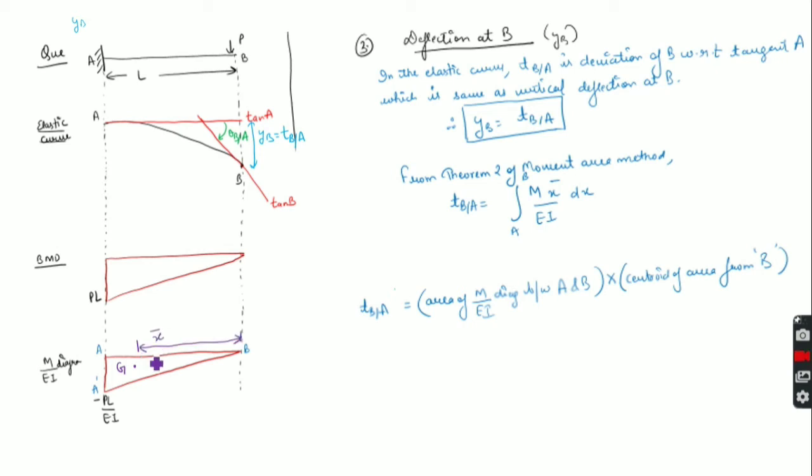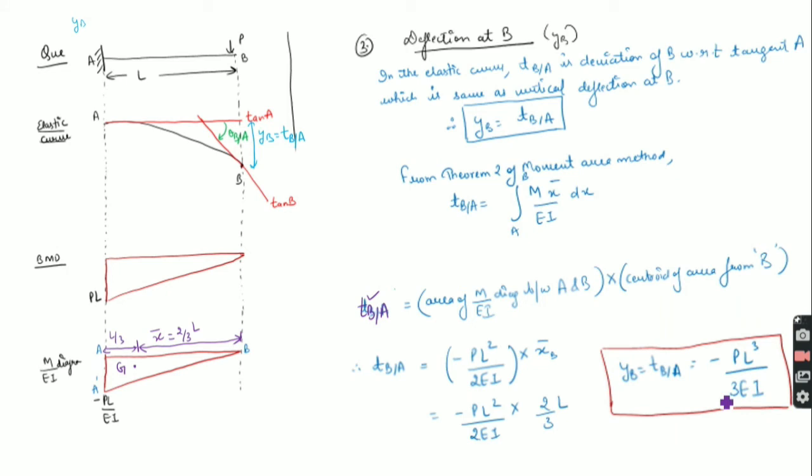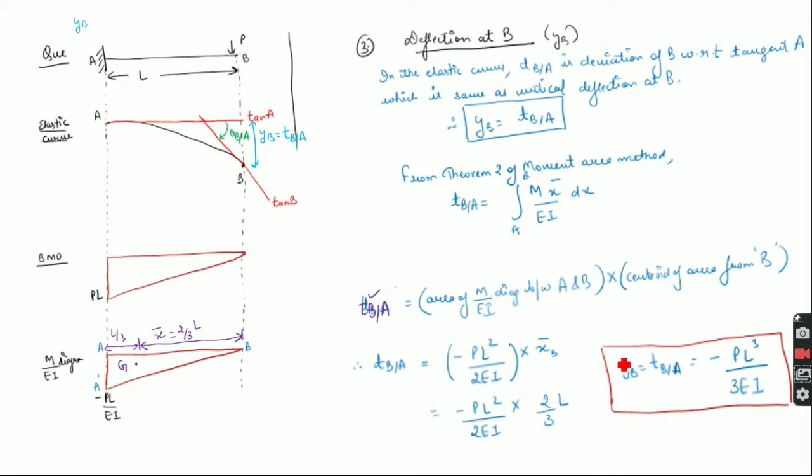So this will be X bar. Why B? Because we are calculating TBA, right? So we will take distance from B. So area is already, we have calculated area, that was minus PL square by 2EI into X bar B. So this is in a triangle, you must know that this value is 2 by 3rd L and this value is L by 3, right? So we will take 2 by 3, so we will get minus PL cube by 3EI. So this is how we calculate the deflection and the slope at any point, right?